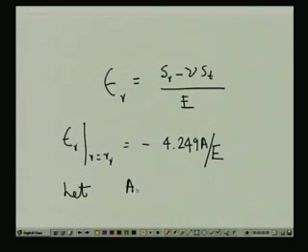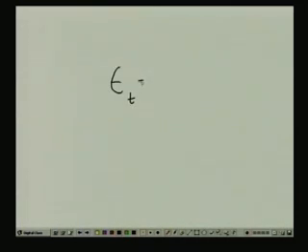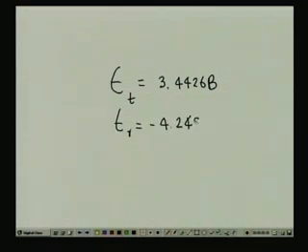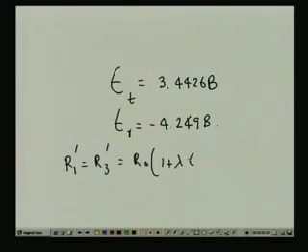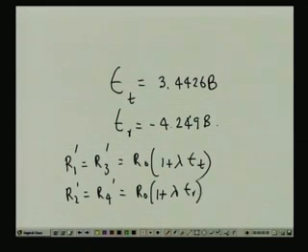Suppose this is represented by B, then you will know that epsilon T will be given by 3.4426 B and epsilon R equal to minus 4.249 B. Now, the gauge factor is equal to 2, and with the application of the pressure, the change of resistance R1 dash will be R3 dash equal to R naught, initial value of the resistance, 1 plus lambda epsilon T, and R2 dash, R4 dash equal to R naught 1 plus lambda into epsilon R, right.